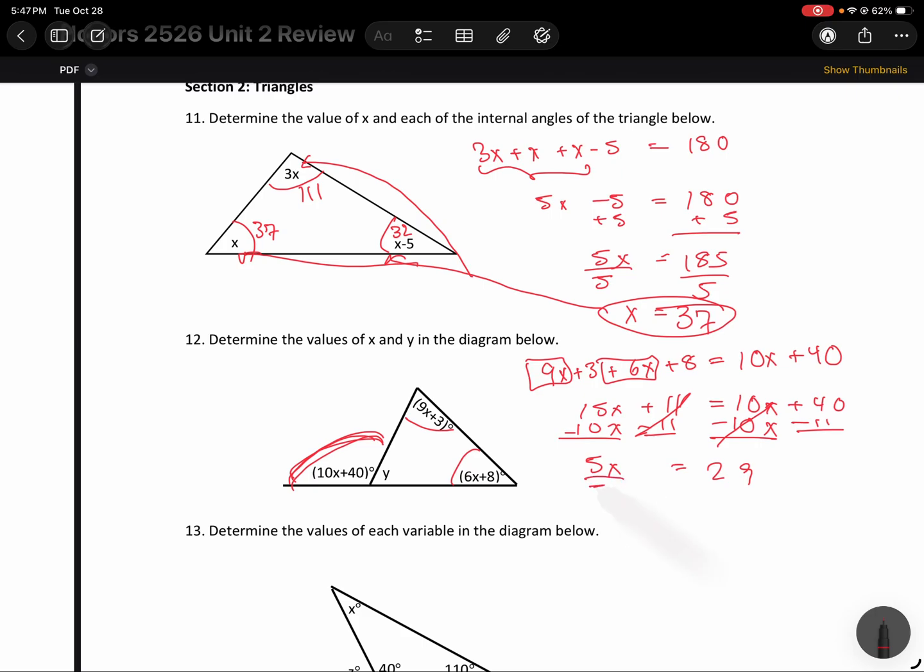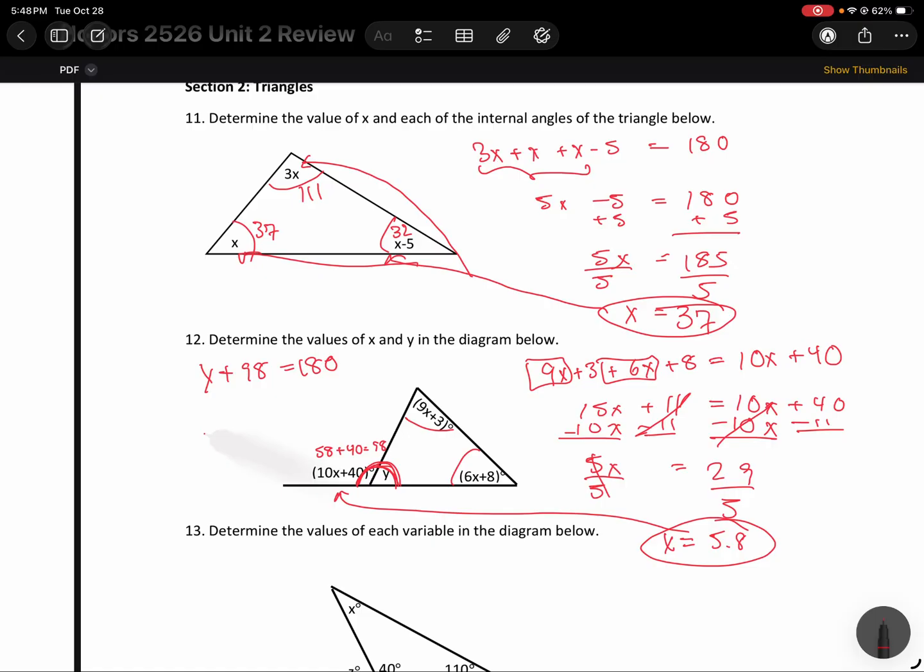I'm missing something, or these numbers are just bad. Okay, so it looks like x is equal to 29 over 5. I don't believe I'm missing anything. This will give me 5.8. So if we plug in 5.8 for x right here, this will give me 58 plus 40, which is 98. And then these two angles together are supplementary, so 98 plus y should be equal to 180. So this will leave me with y being 82 degrees.